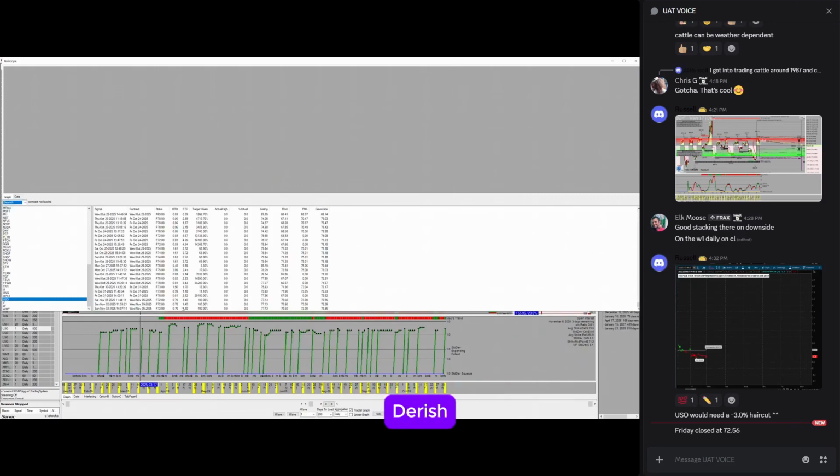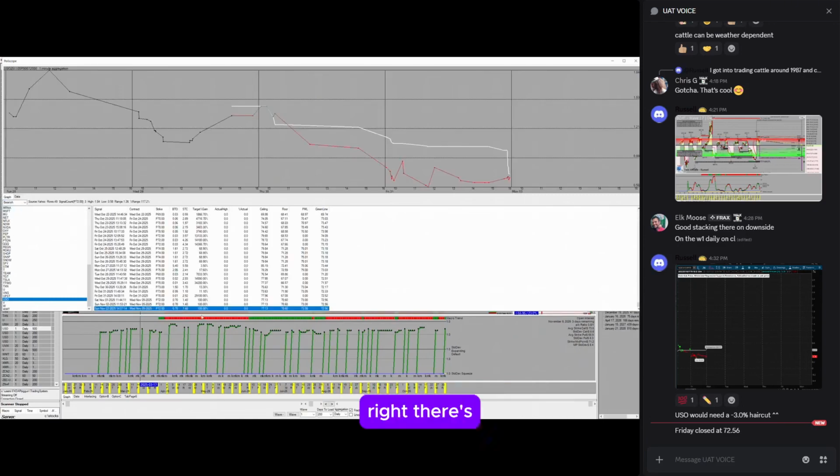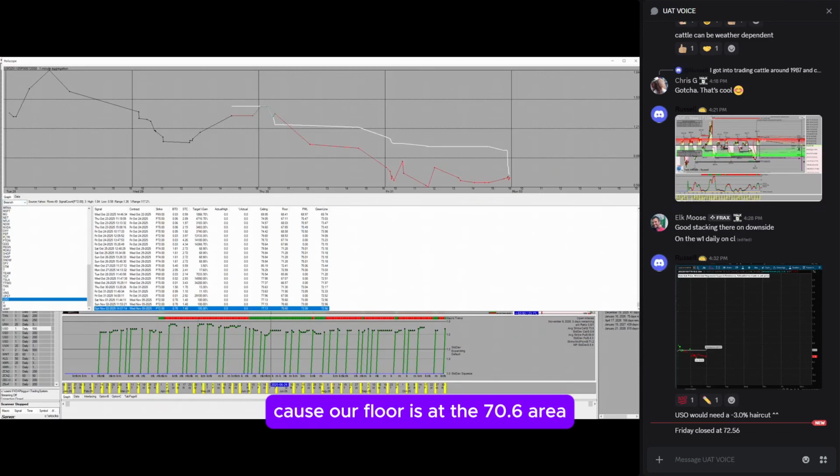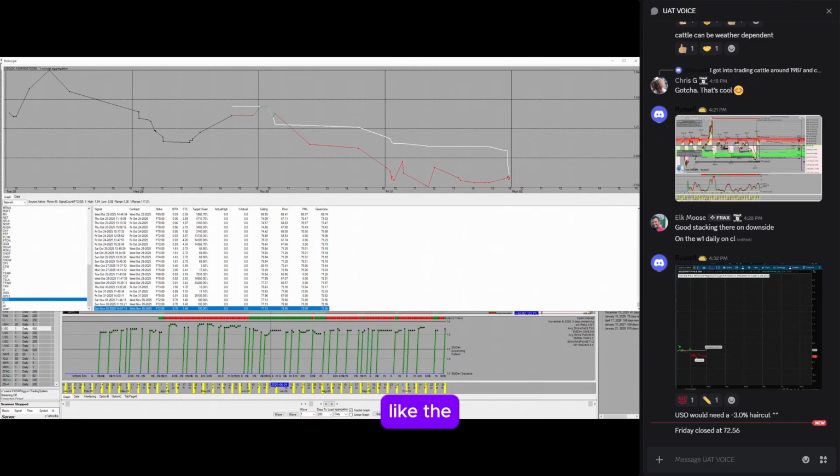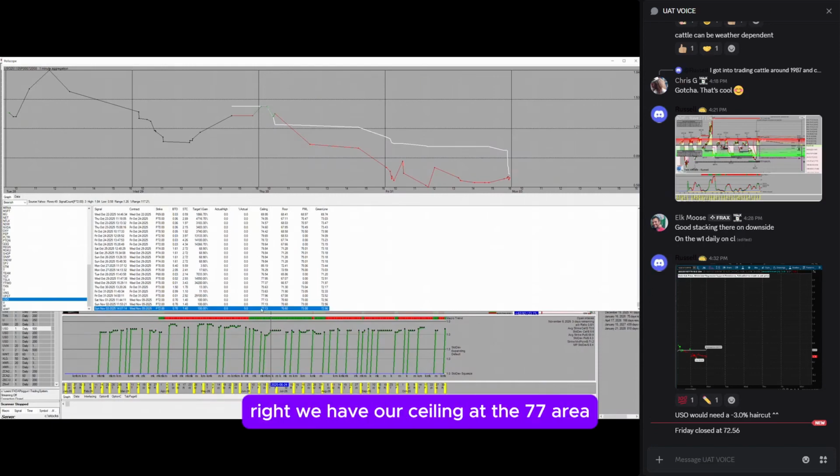Let's check bearish. It's not offering a lot of premium because our floor is at this 70.6 area. So you can kind of see the put is out of the money at the floor. We would need to really break that 70.6 floor and those other values I gave to usher in that move. Alternatively, we have our ceiling at the 77 area.